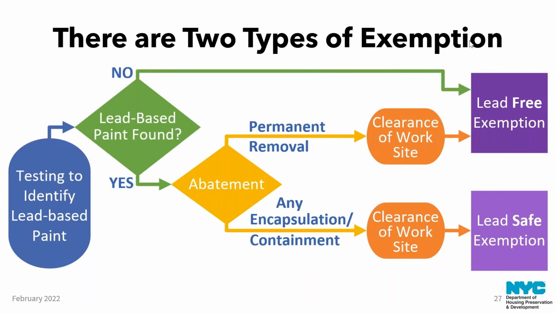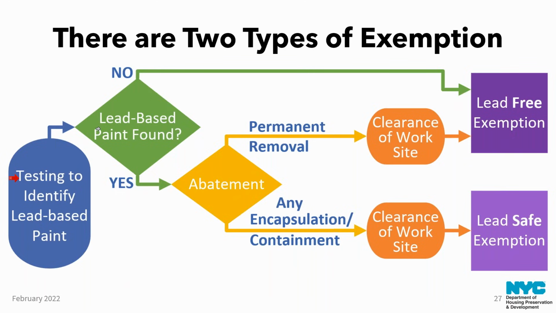In order to look at the exemption process, let's take a view of this flow chart, which walks us through all the possibilities. Every exemption starts with testing to identify whether there's any lead-based paint in any component or surface within the apartment. This testing is typically done via XRF testing, and the component could be intact, it could be deteriorated. For the purposes of this testing, that doesn't matter. We're asking, does the component have lead-based paint?